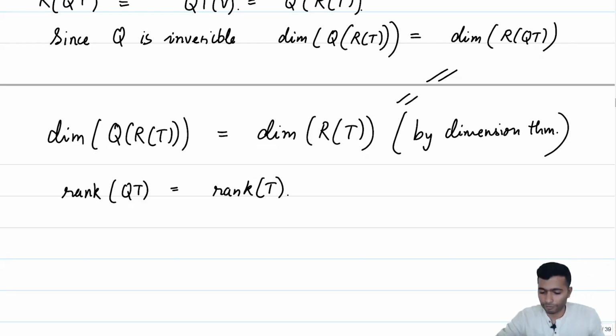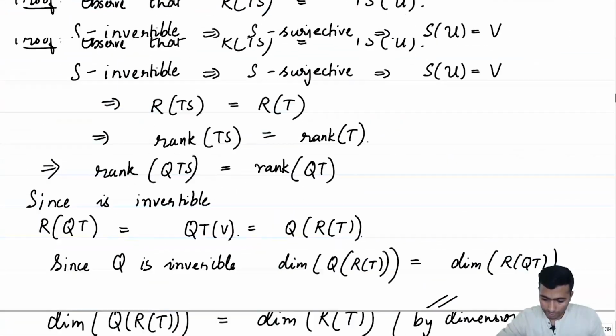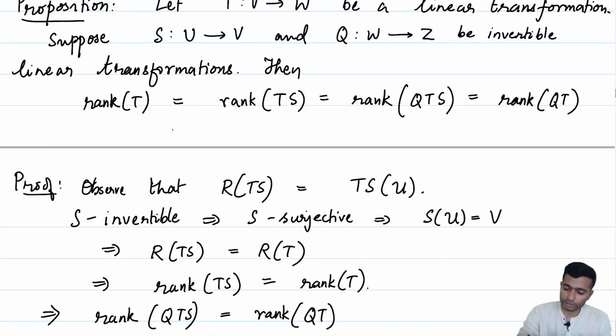So, what have we shown? We have shown the first equality, and the last equality was realized as a consequence of the first equality, and that rank T is equal to rank QT has been proved, and hence all the ranks are preserved.